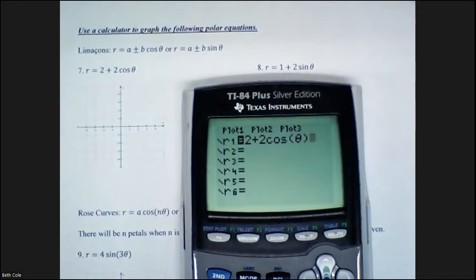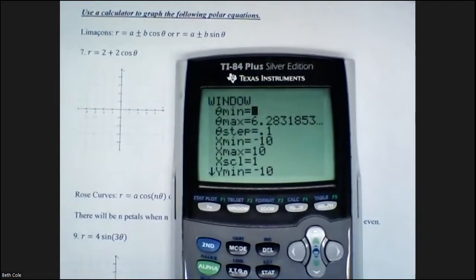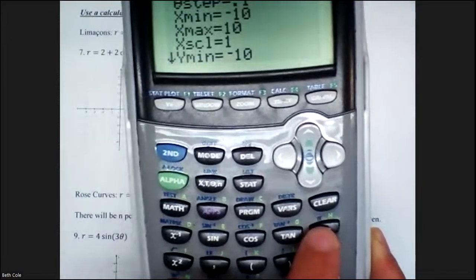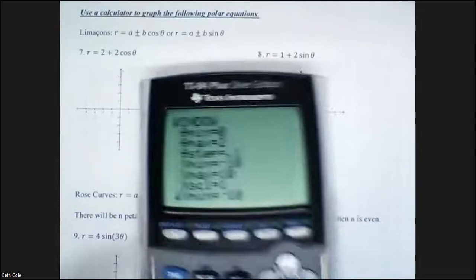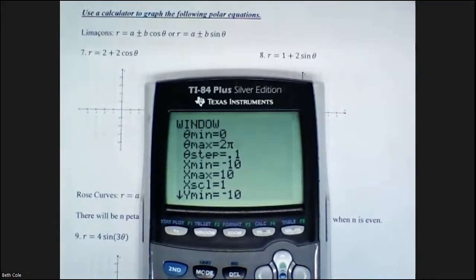Okay, now let's all make sure we have the same window, because if we don't have the same window, it's going to look different to everybody, and I don't want everyone to get confused. So hit window. It's your second menu button right next to the y equals. You want your theta minimum to be 0. If it's not 0, change it to 0. And you want the maximum to be 2 pi. Mine already is, but I'll just type it along with you anyway. Make that 2 pi, 2, and then pi is right above the exponent key. You have to hit second and then the little exponent key to put pi on there. So 0 to 2 pi. Now when you hit enter and leave that line, it'll change it to a decimal. That's fine. It's still 2 pi.